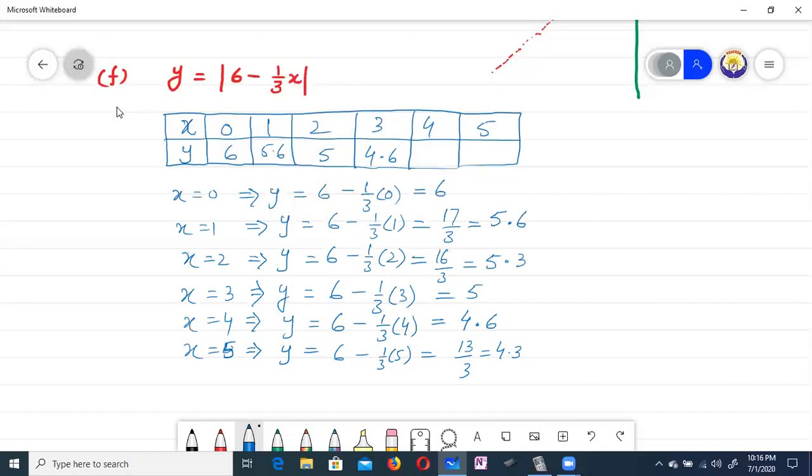For x equal to 5, that is 4.3. And x equal to 4, that is 4.6. X equal to 3, that is 5. This one is 5 here, and here is 5.3. This one here is 5.3, and this is 5. Now it's correct. Now we can draw here the graph.